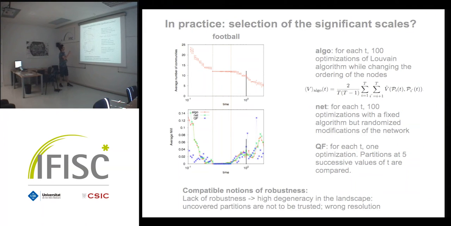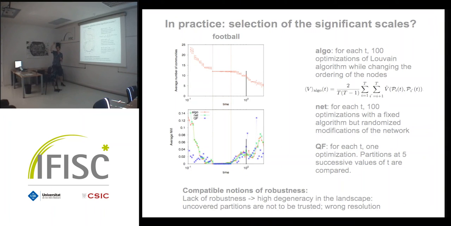To do so, for each value of time, we use optimizing stability, like optimizing modularity. Most of these problems are NP-hard, so you need heuristics in order to optimize the quality function that you define. In that case, we use the so-called Louvain algorithm, which is a greedy algorithm. It is a purely deterministic algorithm except for the labeling of the nodes. So if you change the labels, you could get different results at the end. What we do here is run the algorithm 100 times, changing the labeling 100 times.